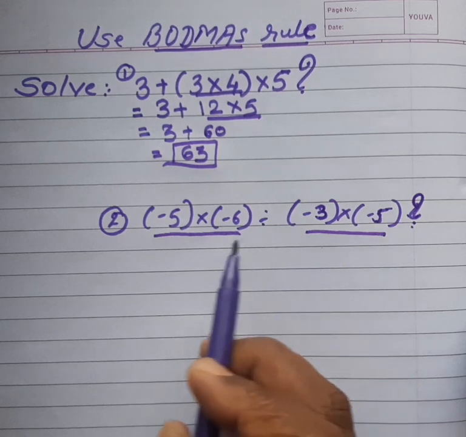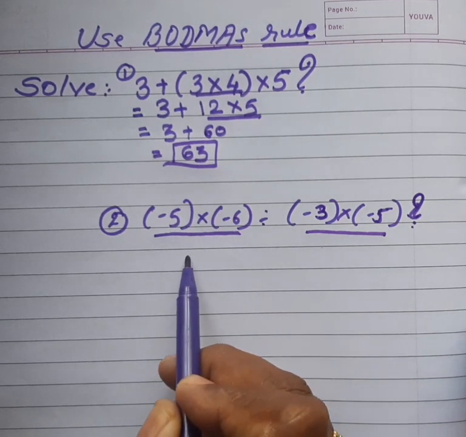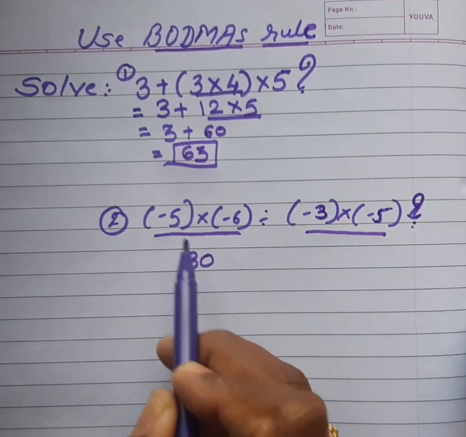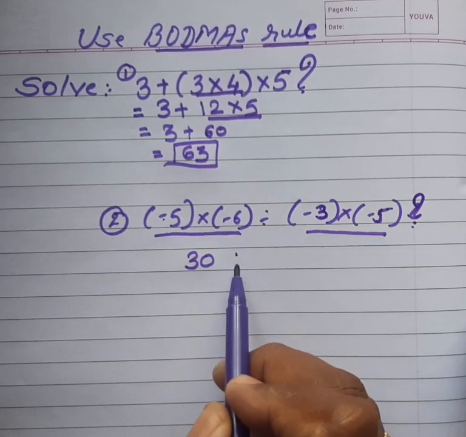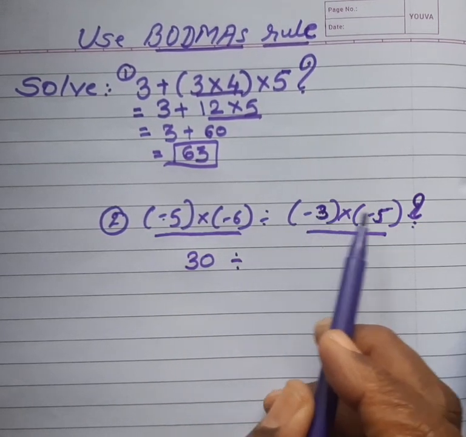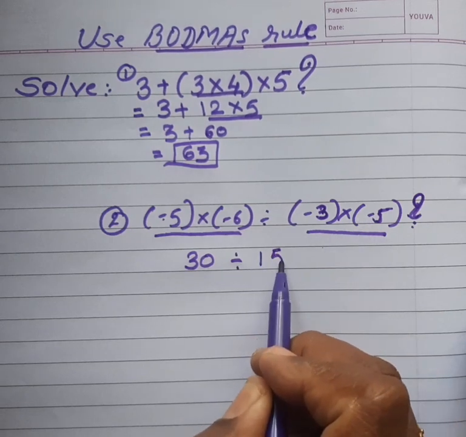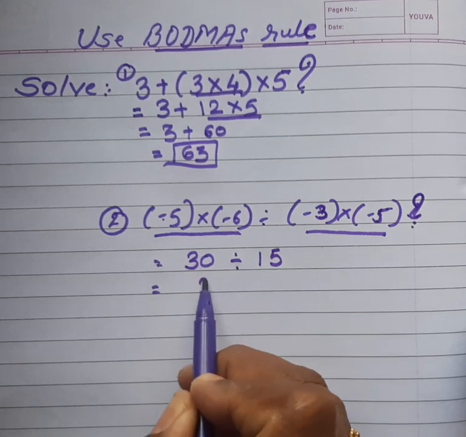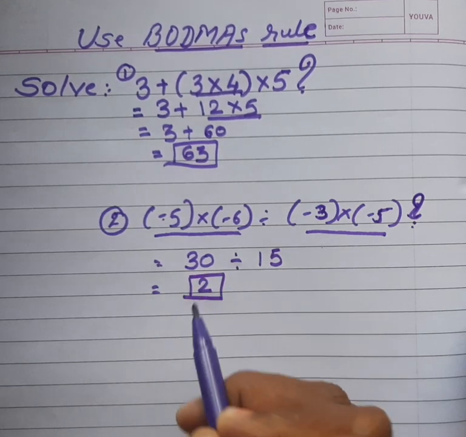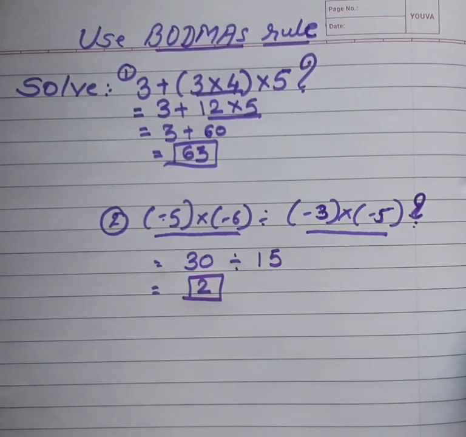Now second, what we will do? First bracket of 5 6s are 30. Minus minus, it will become plus. Division sign as it is. 3 5s are 15. Minus minus plus. Now we know that 15 2s are 30. Understand? Very easy using the BODMAS rule. Thank you.